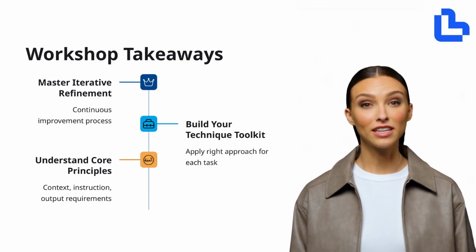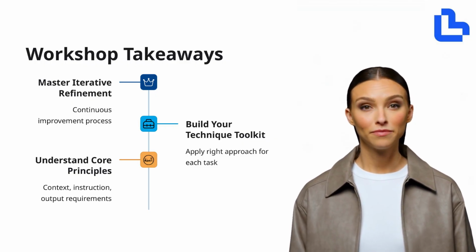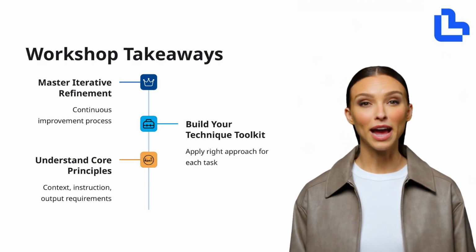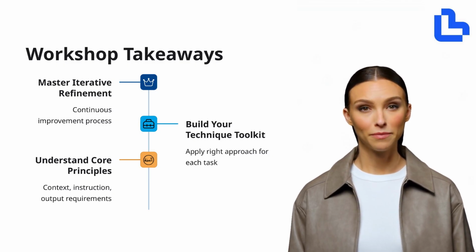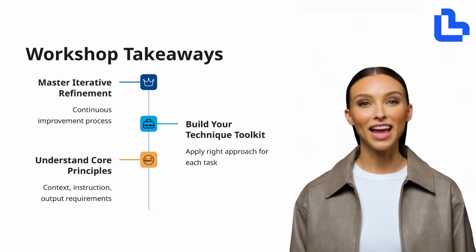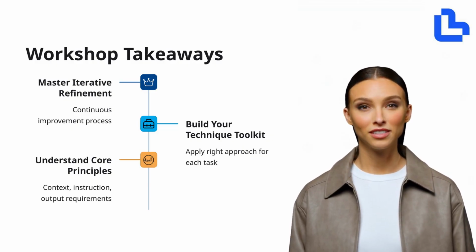Second, build your technique toolkit. You now have a range of prompting strategies at your disposal: zero-shot, few-shot, chain of thought, and more. Use the right tool for the task. Need speed? Go zero-shot. Need precision? Try few-shot. Need logic? Use chain of thought. The more techniques you master, the more versatile and powerful your AI interactions will become. And finally, understand the core principles: context, instruction, and output requirements. These are the building blocks of every effective prompt. When you get these right, everything else falls into place.